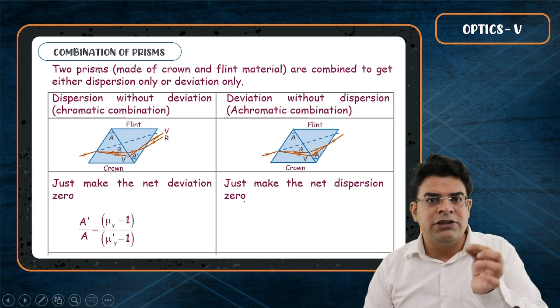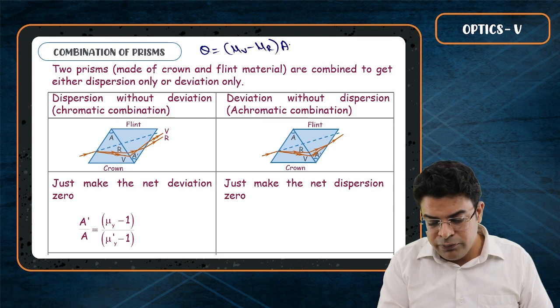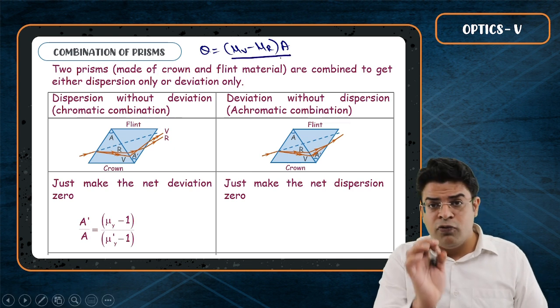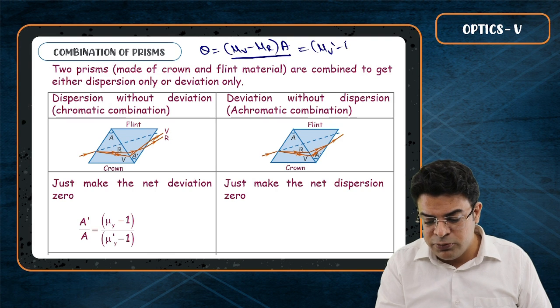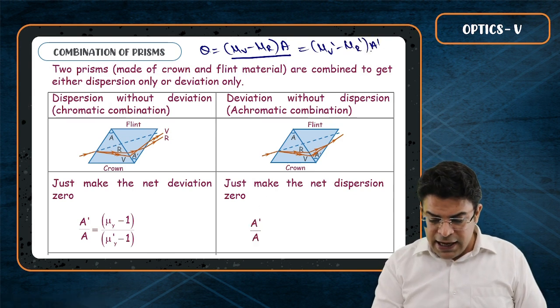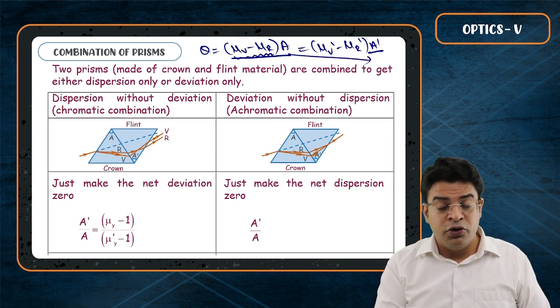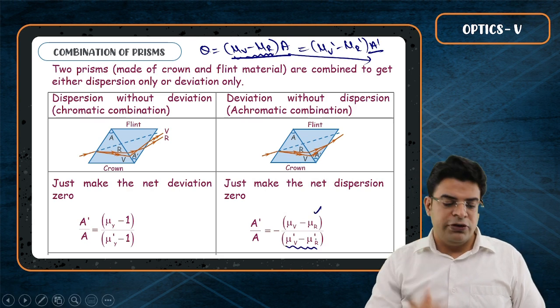And we know that the angle of dispersion is nothing but mu violet minus mu red into A. So equate it for both prisms. The dispersion for the first prism is mu violet minus mu red into A. For the second prism, it is mu violet dash minus mu red dash into A dash. So you can write that A dash upon A equals mu violet minus mu red for the first prism upon mu violet minus mu red for the second prism.